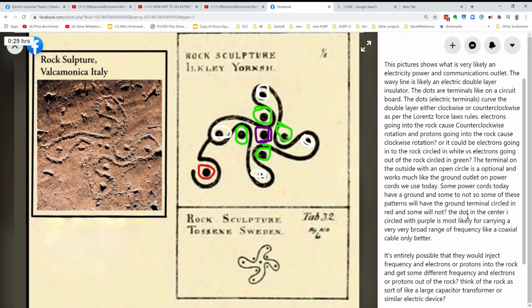The dot in the center I circled with purple is most likely for carrying a very, very broad range of frequency like a coaxial cable, only better. It's entirely possible that they would inject frequency in electrons or protons into the rock and get some different frequency in electrons or protons out of the rock. Think of the rock as sort of like a large capacitor, transformer or similar electric device.